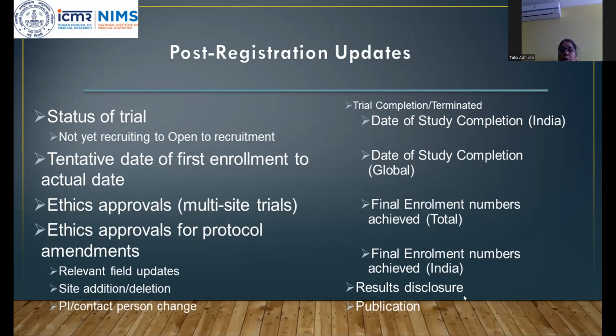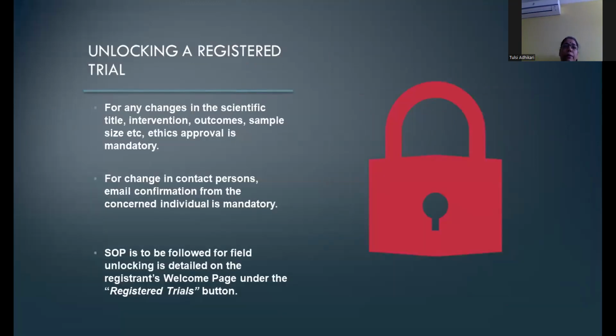And the result disclosure section is there. So for results, you can give the summary results, and if your trial is published, you can give the publication details also.